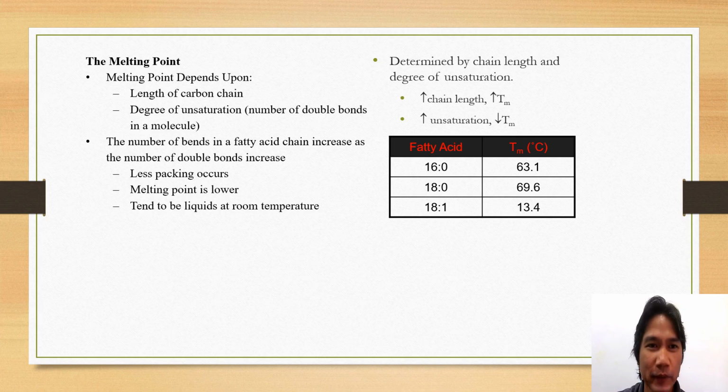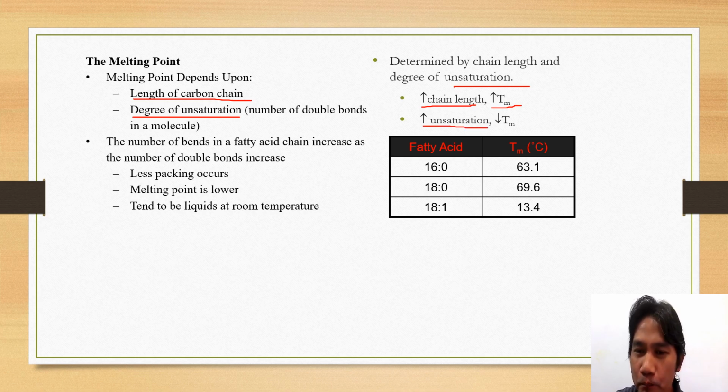It says here the melting point depends on the number of carbons in the chain and the number of double bonds present in the molecule. The melting point is determined by the chain length and degree of unsaturation. Increased chain length, meaning the longer the carbon chain, the higher the melting point. The higher the degree of unsaturation, meaning the more double bonds present, the lower the melting point.